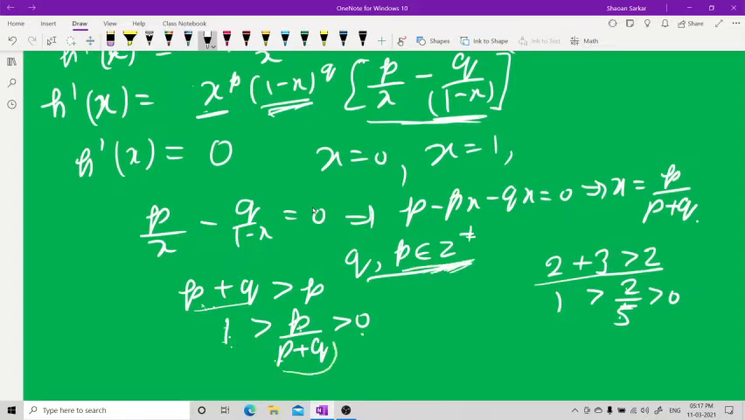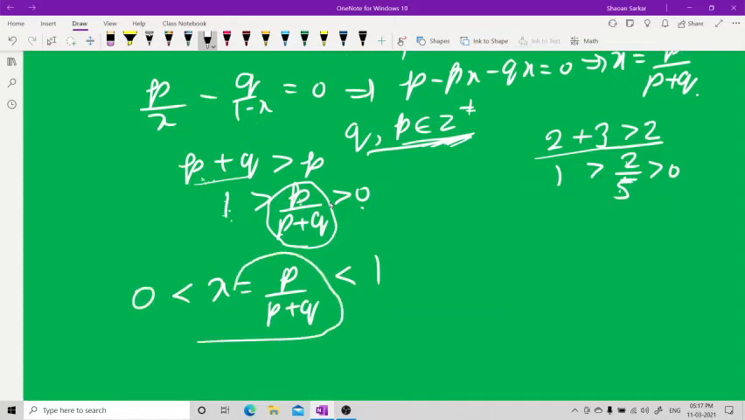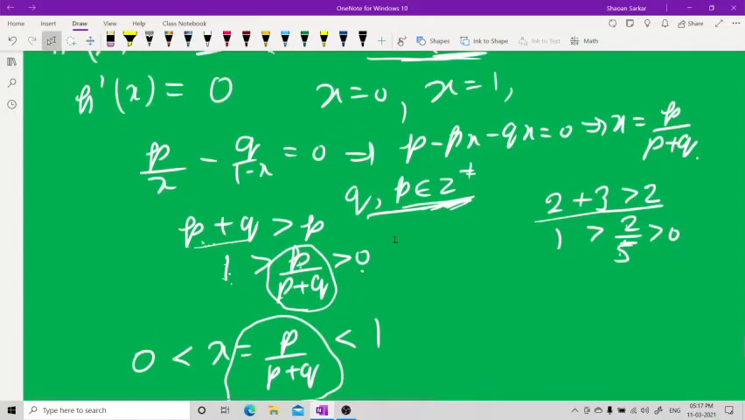So this is a very, very important point I'm trying to tell you here. That is, this x equal to p upon p plus q is always between 0 and 1. This is the main idea. Now what are the extreme points? The extreme points are 0, 1 and p upon p plus q.